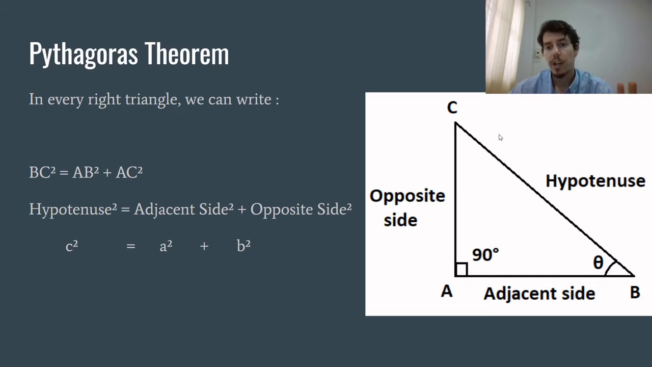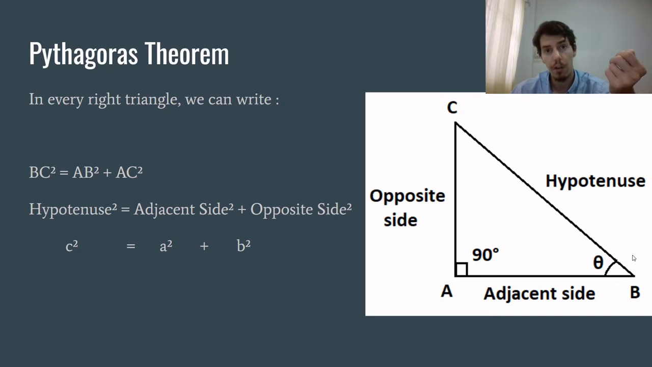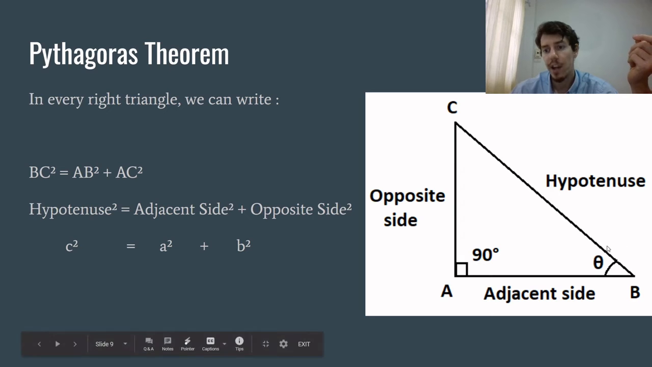So here I have this right triangle. The hypotenuse is the longest side of the triangle, the side opposite the right angle. So here BC is the hypotenuse. And then to find the opposite side and the adjacent side, we need to choose an angle, usually called theta. So here I say my angle B is theta.